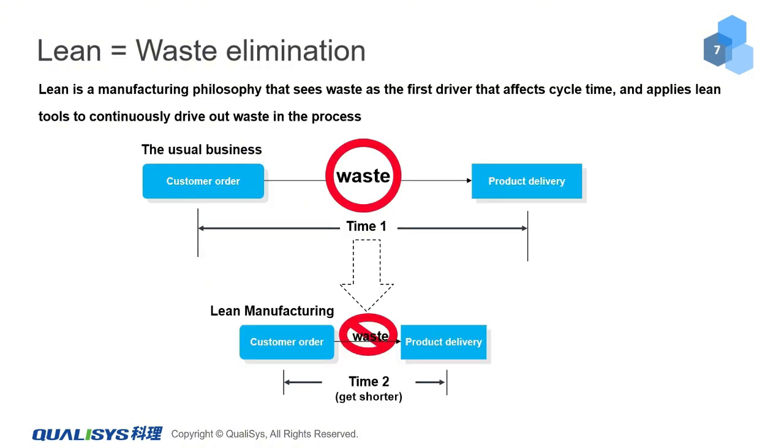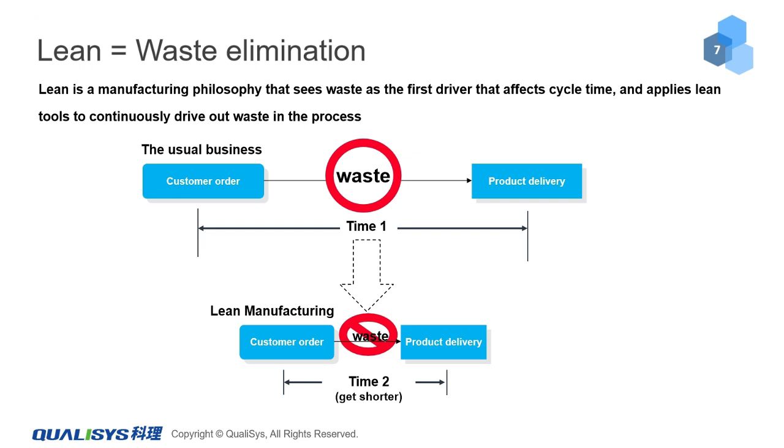When you talk about value, then we know some activities are value. Some activities, there's no value. So for those activities without value, we call it waste. So in lean manufacturing, we focus on waste elimination. We try our best to reduce the waste.